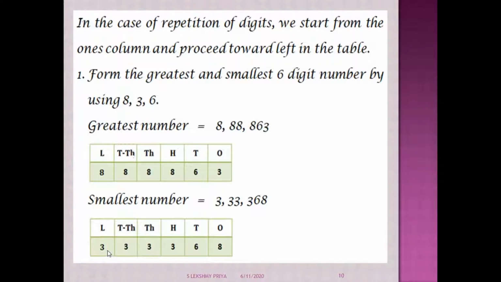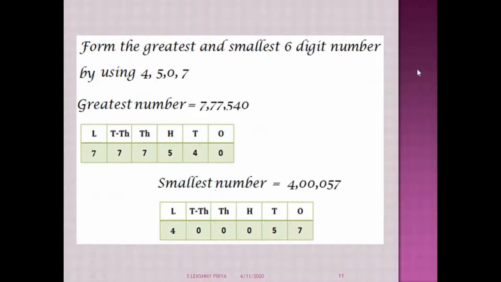Again we have to fill 3 more places. How can we fill the 3 more places? By using the smallest digit. Which is the smallest digit given here? It is 3. So we are going to write it as 333. Just read the number. It is 3,33,368. Correct.